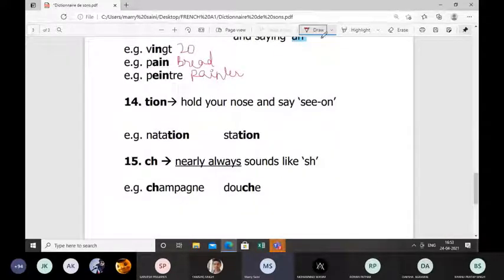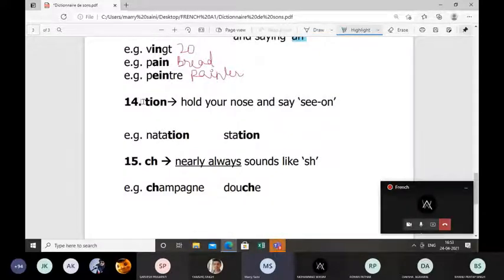And the next sound that we have here is with T-I-O-N. The sound that you need to give is sion, like natation, station. You give the sion sound if there is T-I-O-N. Natation means swimming and station is station. It's like in English.